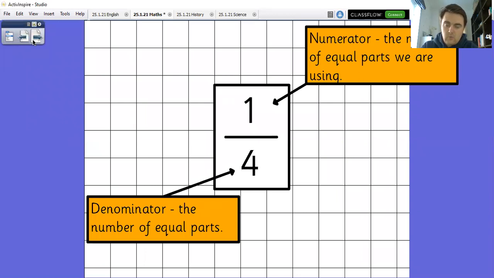So with a fraction, we've got 2 parts to it. We've got the numerator and the denominator. So the numerator is always the top number. It's the number of equal parts that we are using.